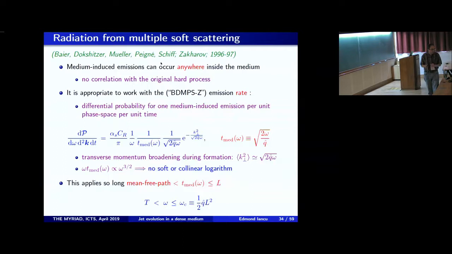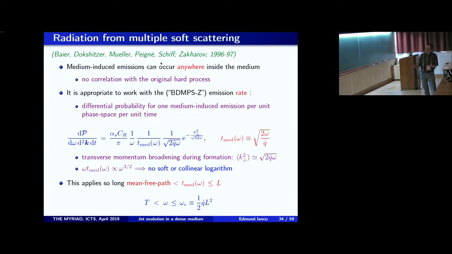This spectrum only applies to medium-induced emissions, which means emissions which occur inside the medium, so that the formation time should remain less than L. And this introduces an upper limit on omega, because the formation time grows with the square root of omega. Equating that with L, this upper limit turns out to be q hat L squared divided by 2. That's traditionally denoted omega_c, omega cut, I think. This cut energy is the hardest energy scale associated with medium-induced radiation, because that's the maximum energy which can be emitted in this way.